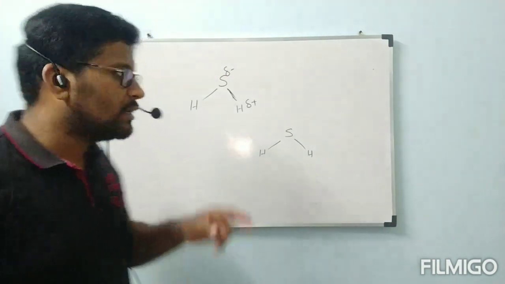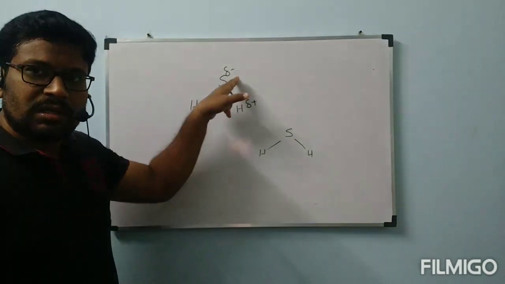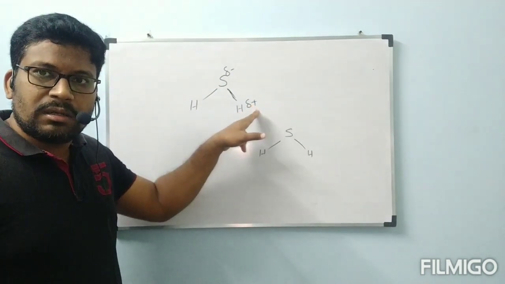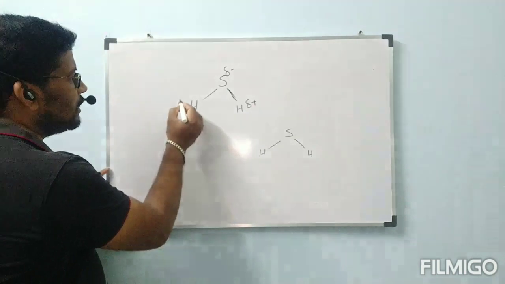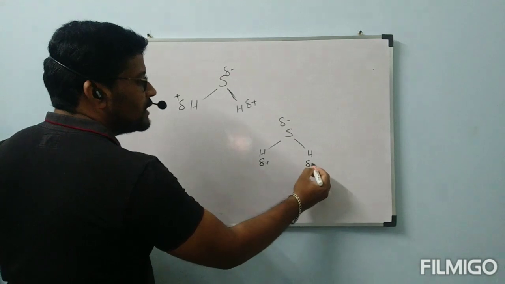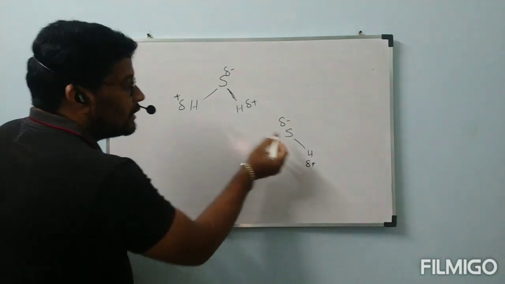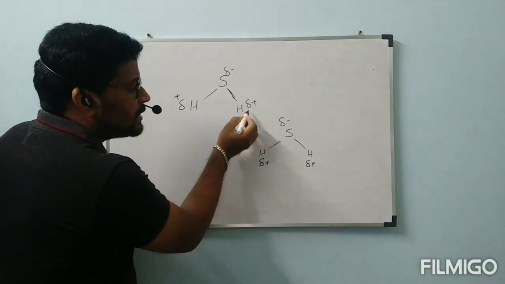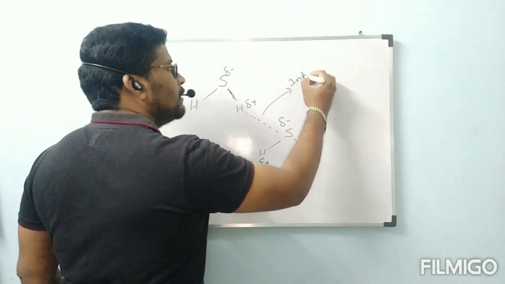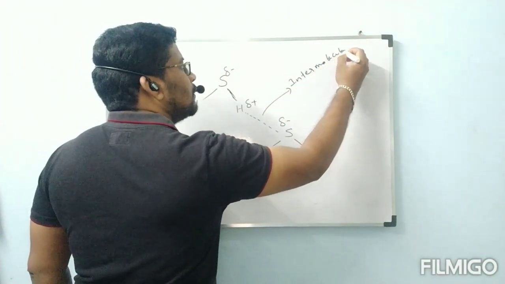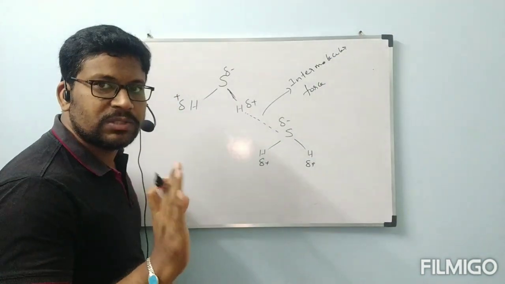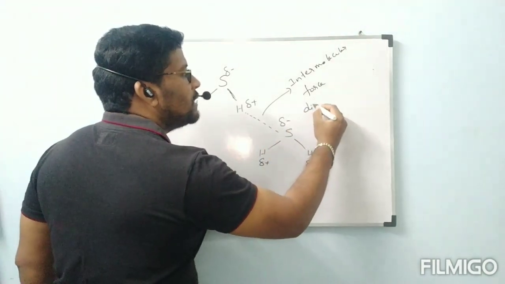So according to that, sulfur will develop a small delta negative charge. Oppositely, hydrogen develops a small delta positive charge. Here also delta positive charge. Same, sulfur delta negative, here delta positive. Now, this sulfur delta negative and hydrogen delta positive are attracted by the intermolecular force only, but that intermolecular force is not hydrogen bond. It is called dipole-dipole force.